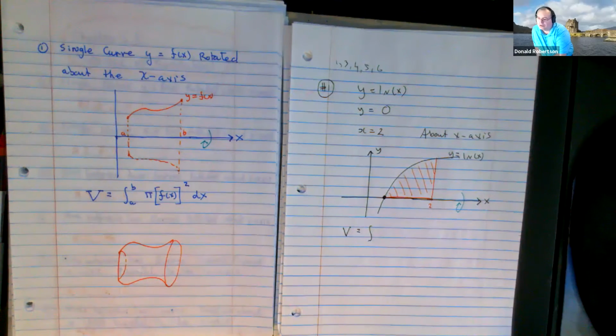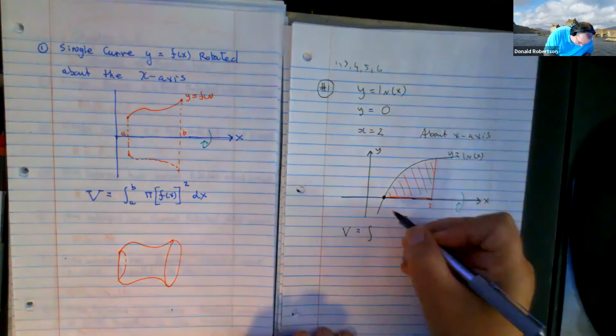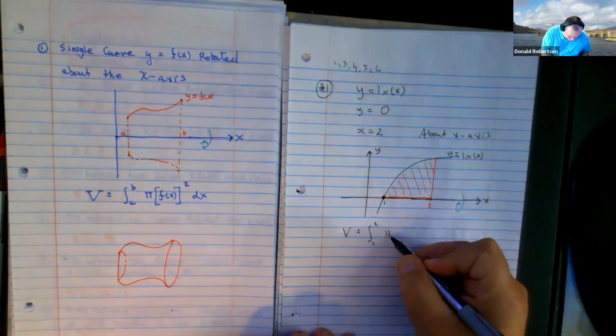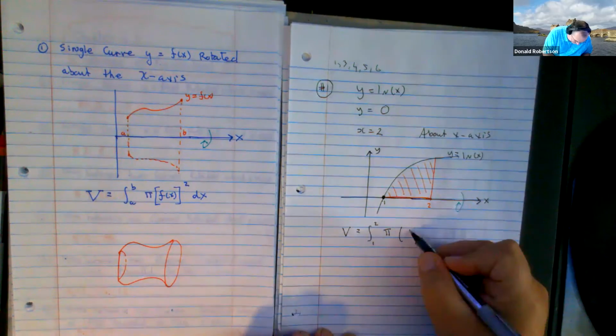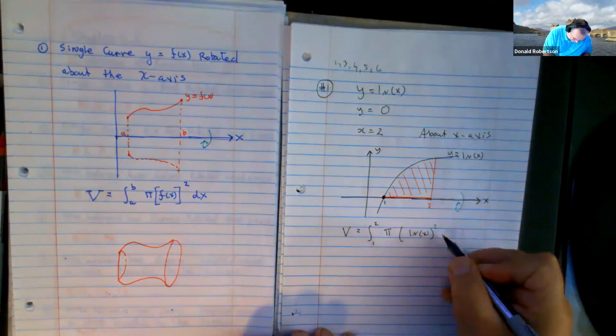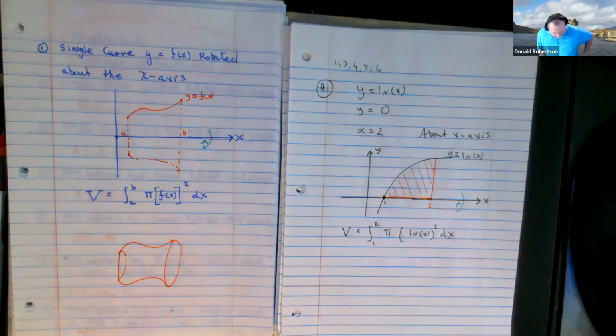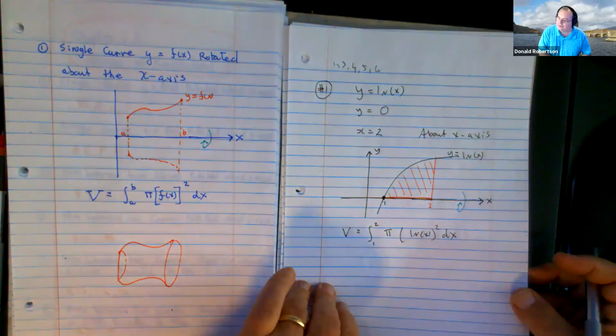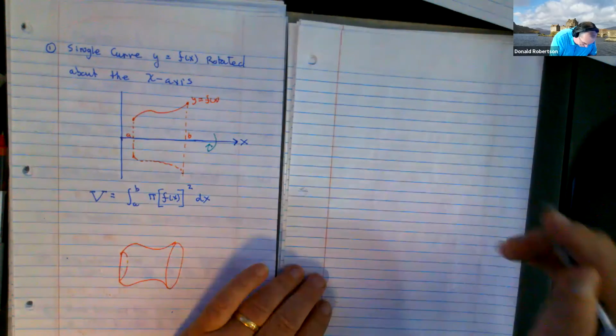Isn't that the x-intercept of the log function, and the log of 1 is 0? So it's going to be the integral from 1 to 2 of pi, the function is the easy part, squared dx. And in fact, that's all you're being asked to do in question 1. They don't ask you to find the integral, just to set it up. So that makes that question really quick, doesn't it? You're finished.